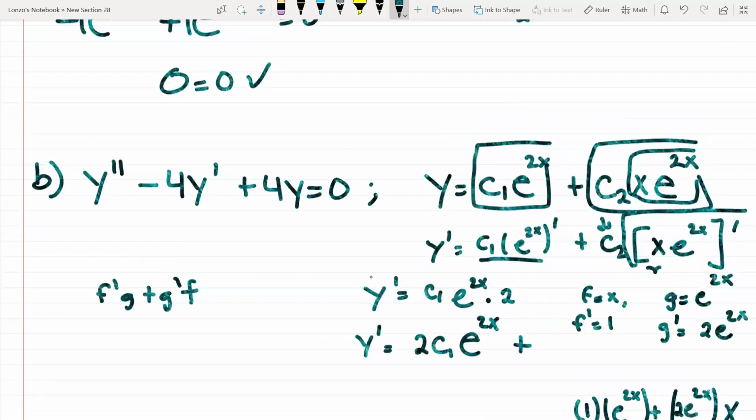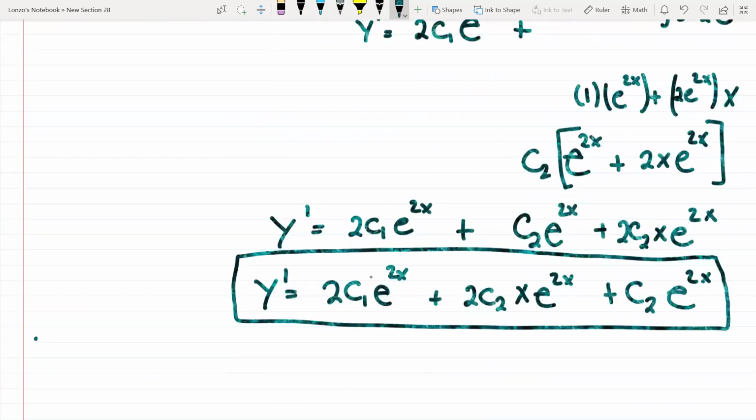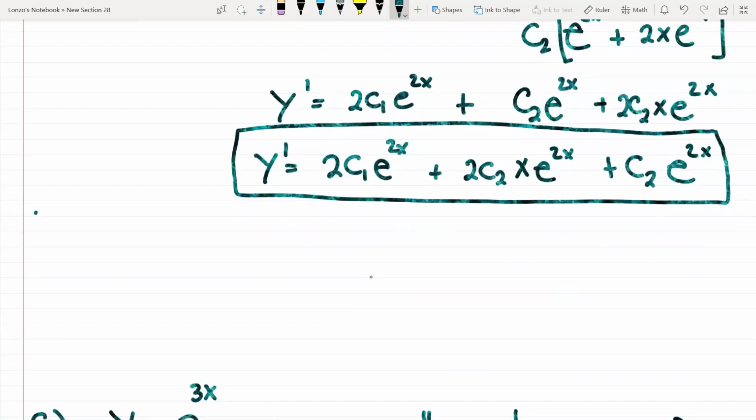And then I also need to find y double prime. So y double prime is the derivative of this. So this is pretty easy. We know that if you look at this term right here, the derivative of e to the 2x is 2e to the 2x, and then you have an extra 2, so that would be 4C1 e to the 2x, right?